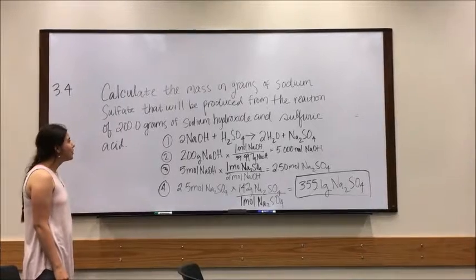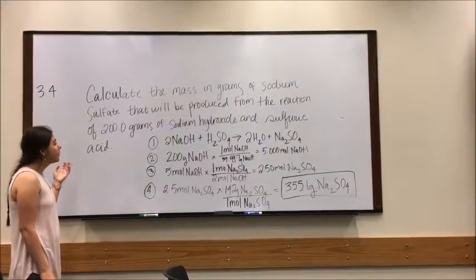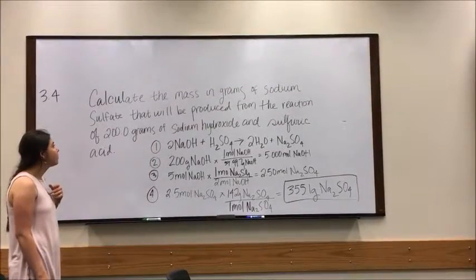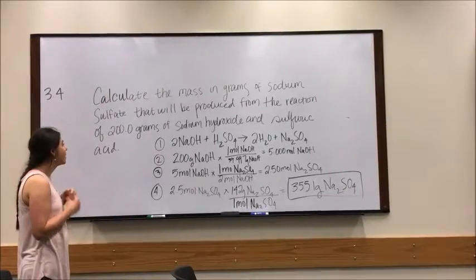In chapter 3.4, we're calculating the masses of reactants and products. So for this problem, it says calculate the mass in grams of sodium sulfate that will be produced from the reaction of 200 grams of sodium hydroxide and sulfuric acid.